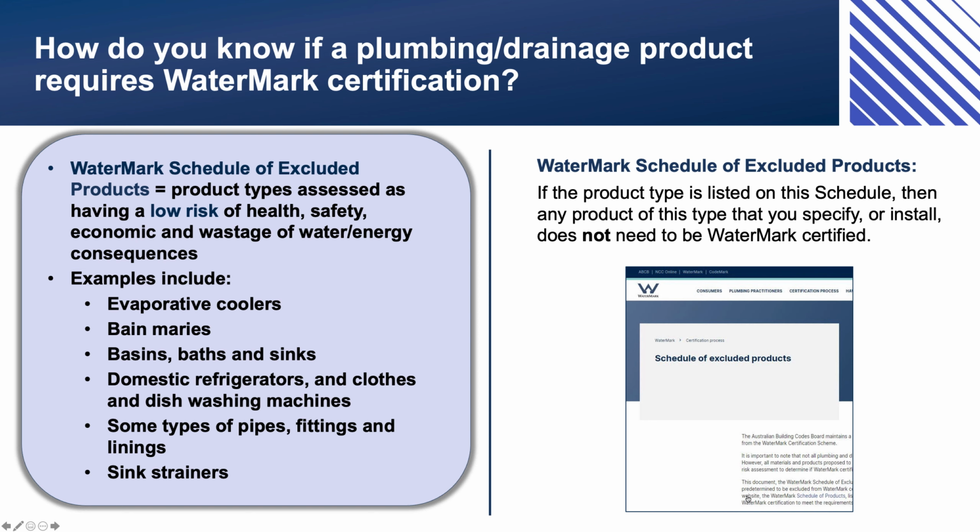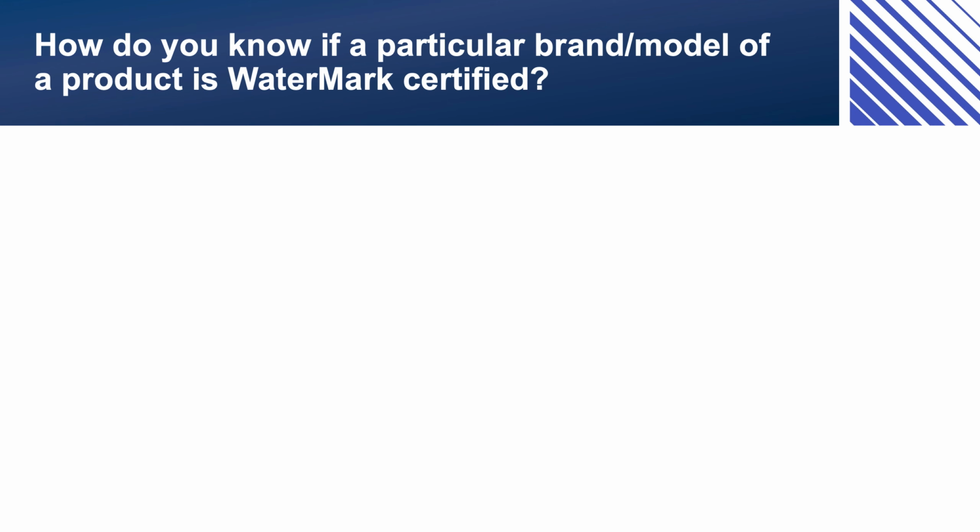They are listed in the schedule of excluded products, so you wouldn't have to get a WaterMark certified product in this case. Note that this doesn't mean that bain-maries don't have to meet any other standards. Other regulations may apply to it, and an approval authority might want to see the evidence of suitability before they approve the installation. The previous slide discussed how you could tell if a particular type of plumbing or drainage product needed to be WaterMark certified.